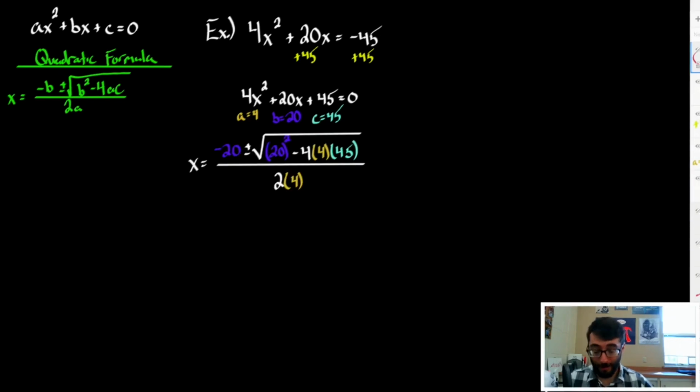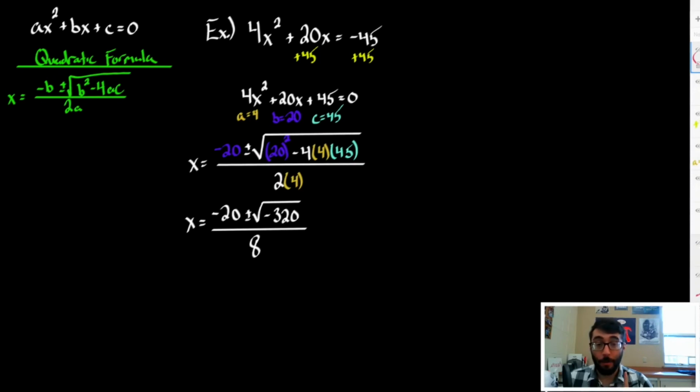All right, so we're having opposite b, so -20 plus or minus the square root of b squared. So that's 20 squared minus 4 times a times c, which would be 4 times 4 times 45, all divided by 2a, which would be 2 times 4. And now we need to go ahead and simplify this. So once we simplify under the square root, that's going to become -320. So we're going to have -20 plus or minus the square root of -320 all divided by 8.